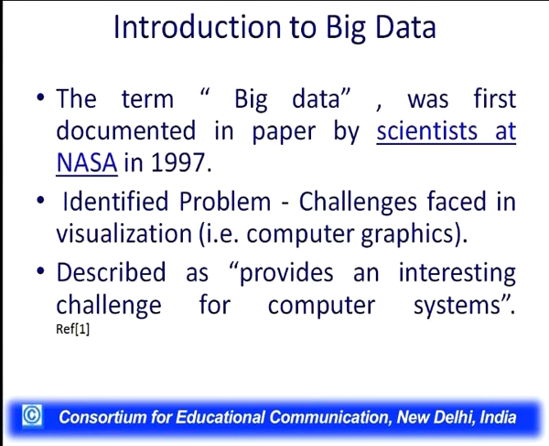The NASA scientists first used the term big data in their research paper in 1997, and they identified the challenge faced in virtual visualization and computer graphics, describing it as providing an interesting challenge for computer systems. In other terms, you can define big data as data which is not able to cope with the existing architecture. In general, the huge amount of data generated, in petabytes and zettabytes, is called big data. It means the traditional processing systems and applications are not able to process such data; that data is known as big data.